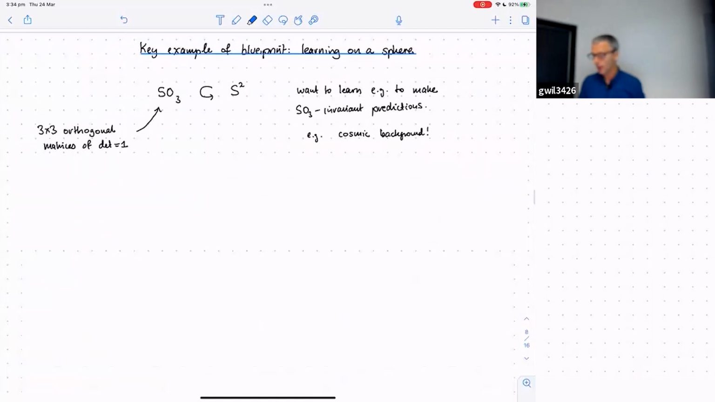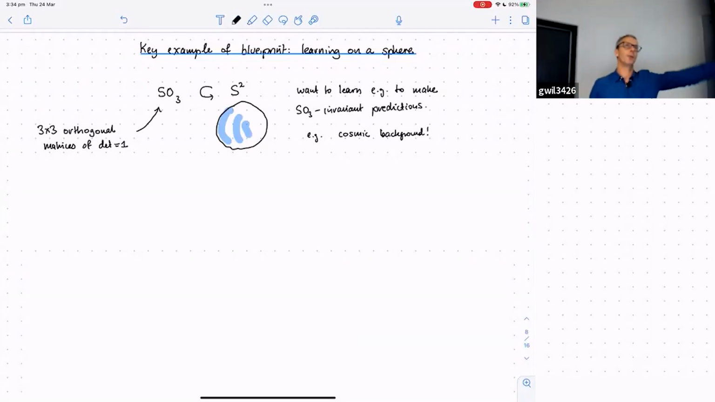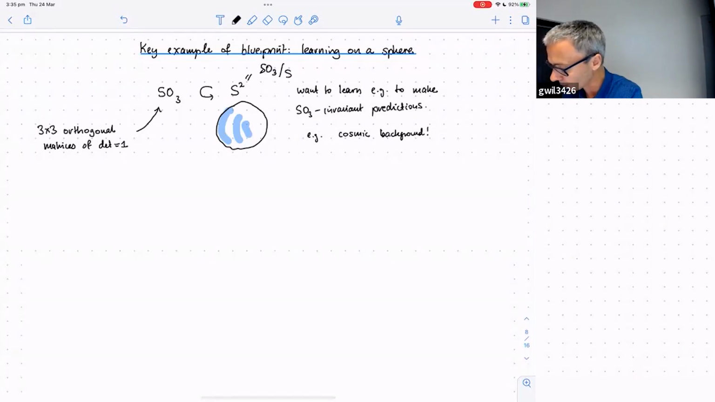So here's an example. Imagine that we're learning on a sphere. So we have a nice sphere here. And we have SO3, which is orthogonal 3x3 matrices of determinant 1. So these are these transformations. It acts on the sphere, and S2 is a transitive space. I can move any point on the sphere to another point on the sphere via an orthogonal transformation. What is the stabilizer of a single point? It's those rotations around the axis that point determines through the origin. So S2 is SO3 mod S1.